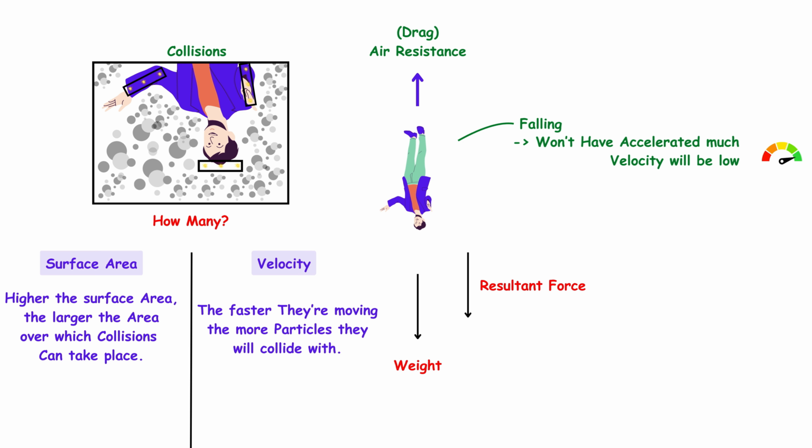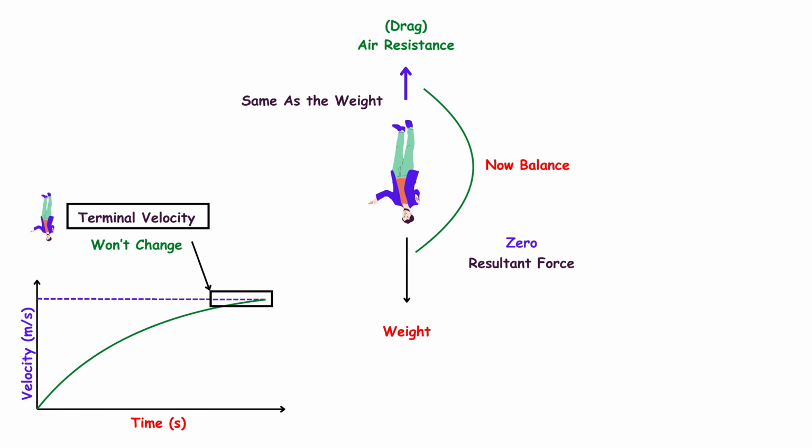As the person picks up speed, the collisions with air particles become more frequent, causing the air resistance to grow stronger. Since weight stays the same but drag increases, the resultant force, the difference between these two opposing forces, becomes smaller. The person is still accelerating, but now at a slower rate. If we visualize this on a velocity-time graph, with time on the x-axis and velocity on the y-axis, the curve begins steep but starts to flatten out as time progresses, reflecting the decreasing rate of acceleration.